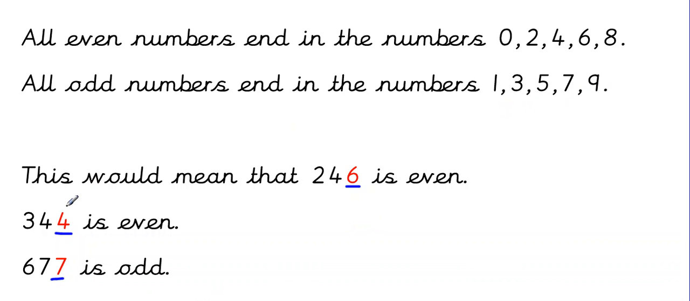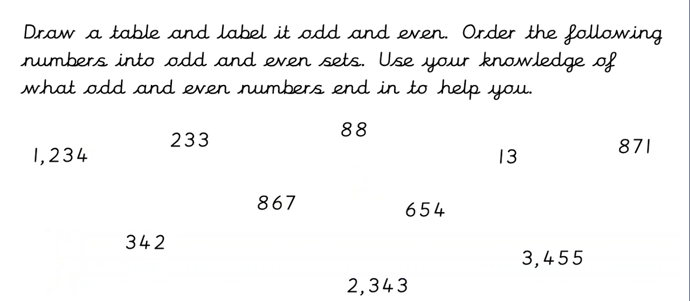Okay, so it's all about the last digit of your number. If it's more than a one-digit number, you need to look at the ones column, the ones digit, and work out whether that is odd or even. And that will tell you if your whole number is odd or even. So what I would like you to do is now draw a line down your page to create two columns and label them odd and even. Then I would like you to order the following numbers into odd and even sets. Use your knowledge of what odd and even numbers end in to help you.